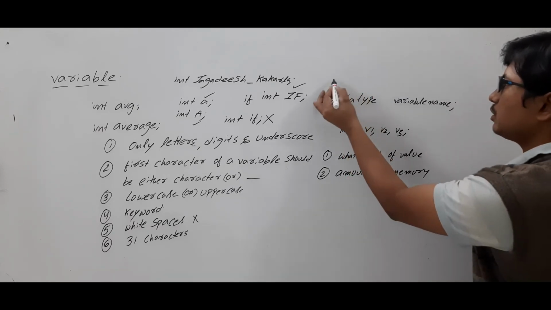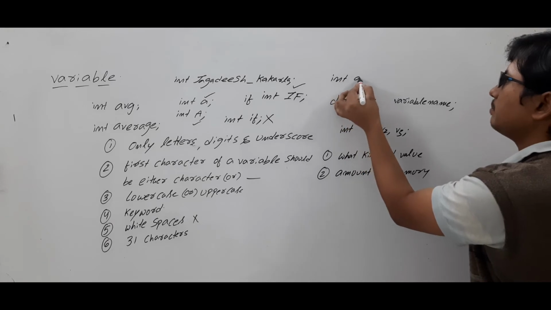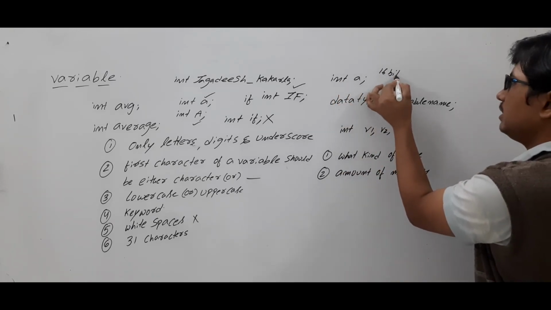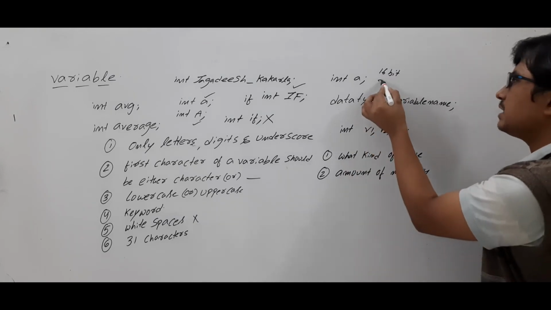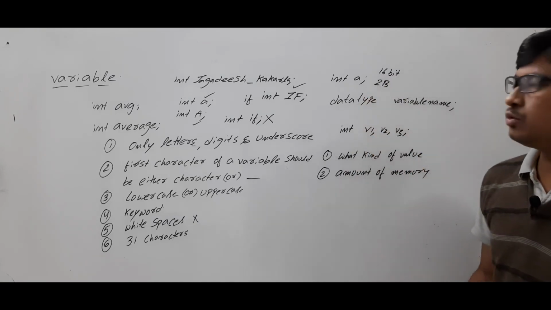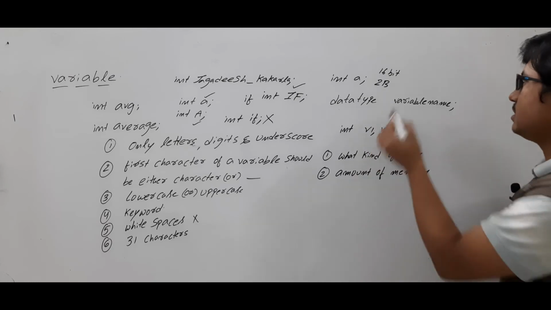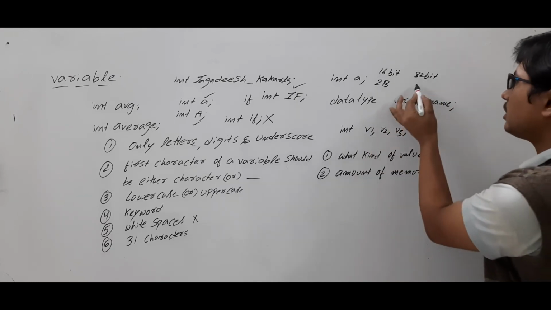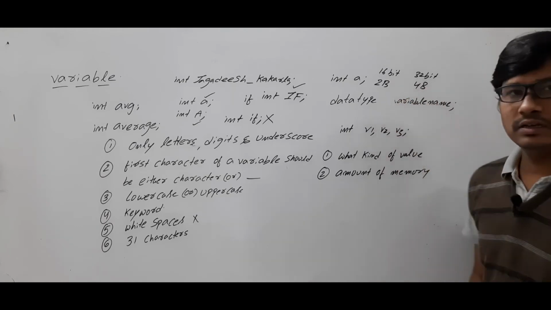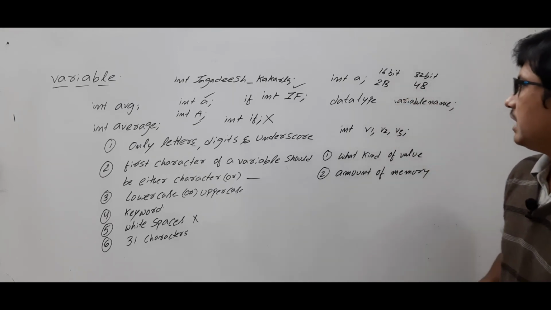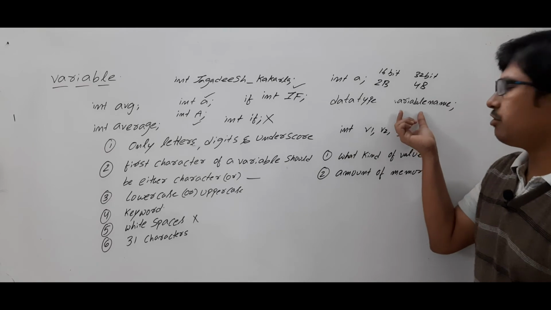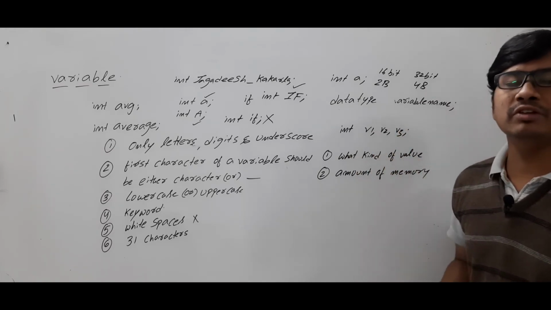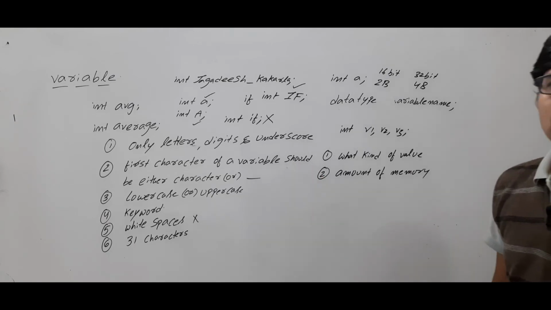Suppose you are writing int a and you are compiling this program in a 16-bit compiler, then it will allocate 2 bytes of memory. 2 bytes means 16 bits. If you are compiling it on a 32-bit compiler, then it will allocate 4 bytes of memory. Is it clear? So the data type will tell you, for a particular variable, what kind of value you can store and how much memory will be allocated. So this is about the variable.